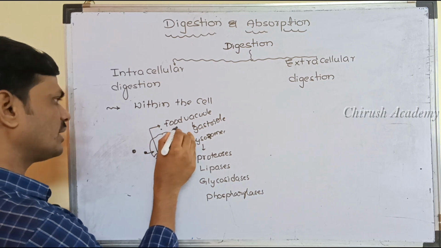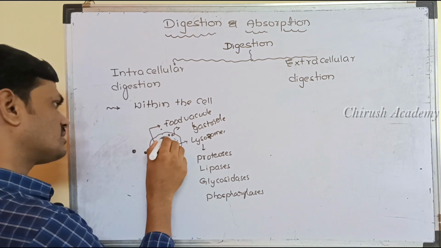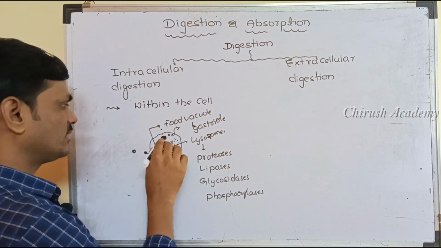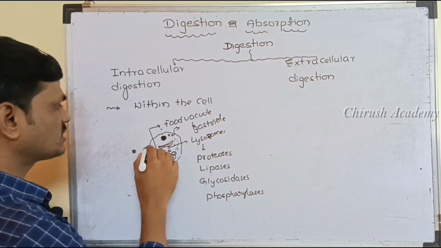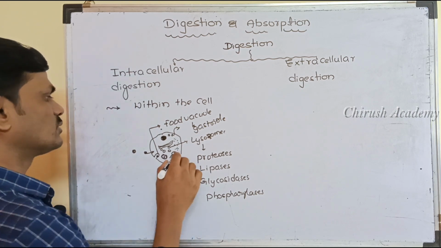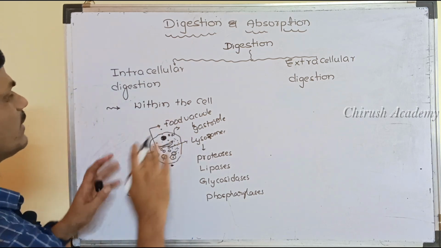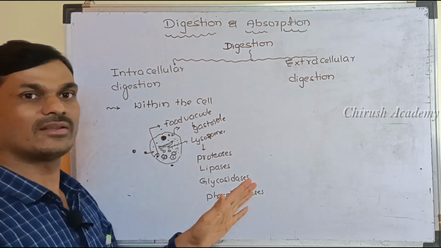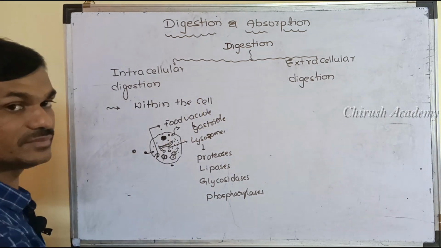Undigested materials are eliminated outside the cell, or in some cells these undigested materials remain in the cell, and this is called storage excretion. These materials will be removed when the cell dies. So that we are calling storage excretion. All digested materials are distributed in the cytoplasm of the cell. So here digestion takes place only inside the cell, and we are calling it intracellular digestion.